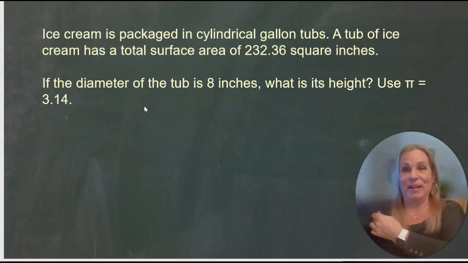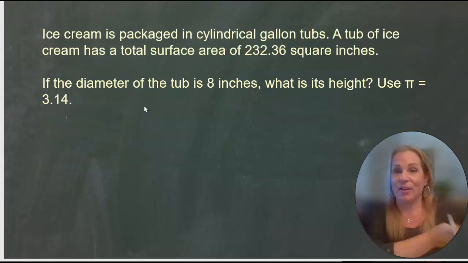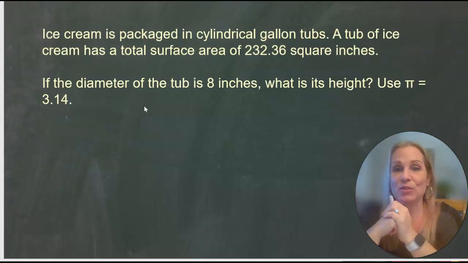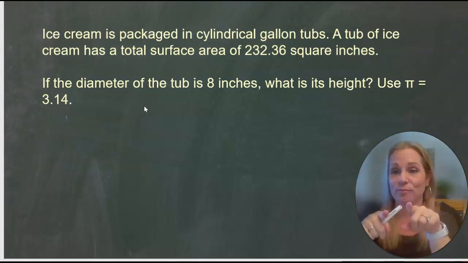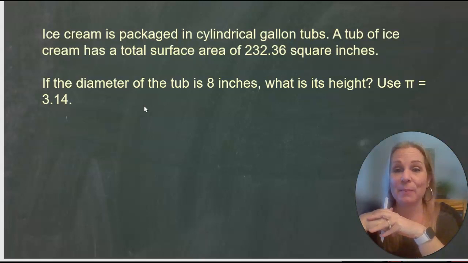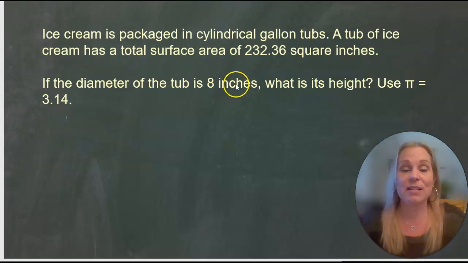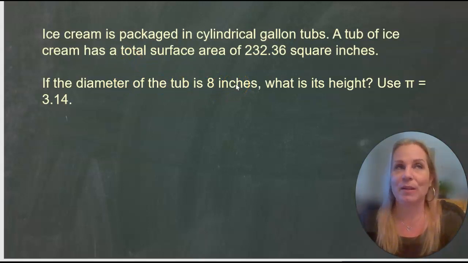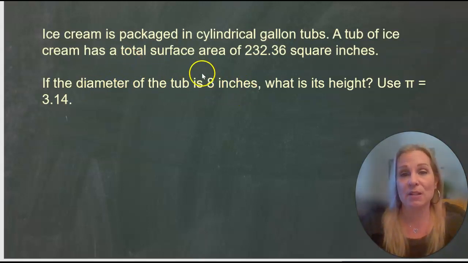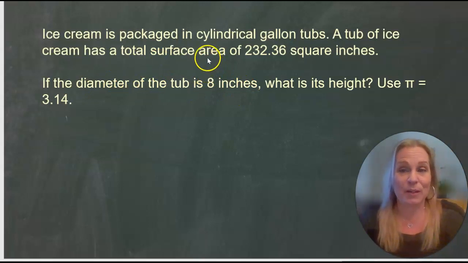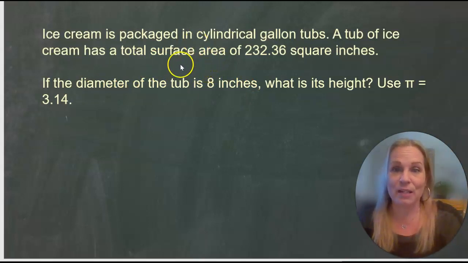Ice cream is packaged in cylindrical gallon tubs. A tub of ice cream has a total surface area of that much. If the diameter is 8 inches, what is the height? Ooh, this is a good one. Okay, so if the diameter is 8, remember in the surface area formula, we don't really need diameter, we need radius, right? So if the diameter is 8, we've talked about this a bunch already, right? That means the radius would be 4.